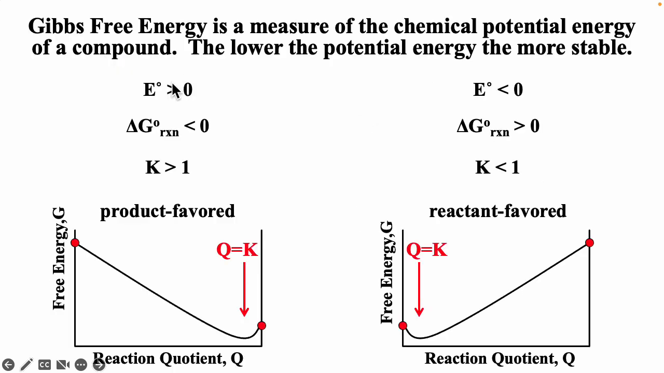And so when the potential is positive, delta G naught is negative, K is greater than 1, we'd say that reaction was product favored. You could actually use it to convert chemical potential energy into electrical energy. If the potential is negative, then delta G naught would be positive, K would be less than 1. It would be a reactant favored reaction. We'd say it's non-spontaneous. Remember, in this context, spontaneous just means occurs without any outside intervention. Non-spontaneous means does not occur without any outside intervention.